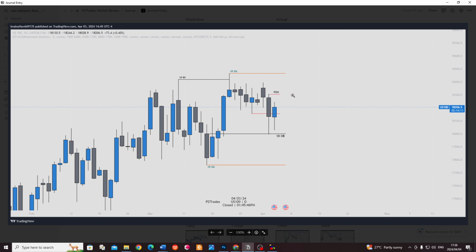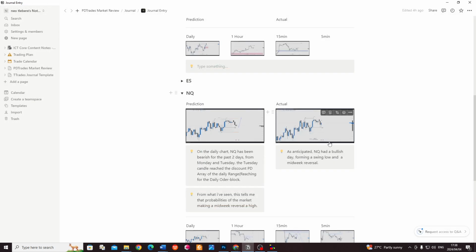my first draw on liquidity, then this one my second draw on liquidity. Well, then I roll back. After this was my prediction. This was the actual. As anticipated, NQ had a bullish day, forming a swing low and a mid reversal.